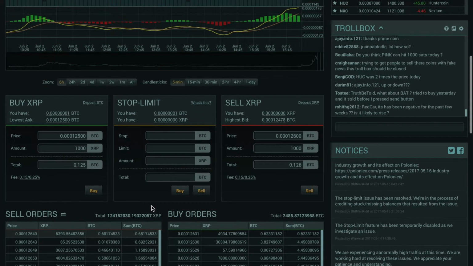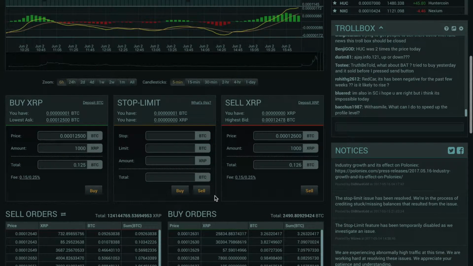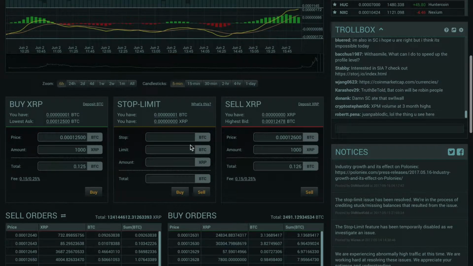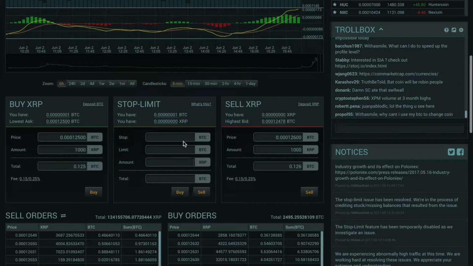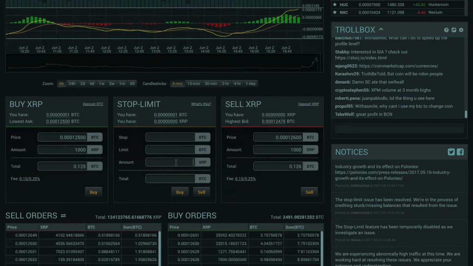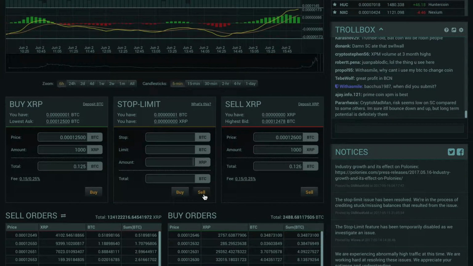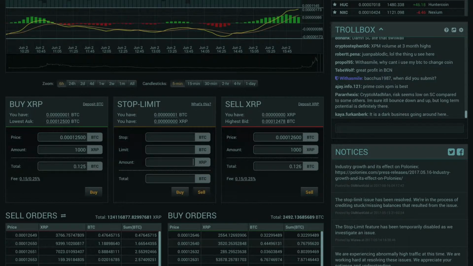Basically, this section is a great risk management tool. So you can create a stop loss. You can put your stop loss price here and the amount you want to buy or sell and secure your capital. I'll explain stop loss and other risk management approaches in future videos.